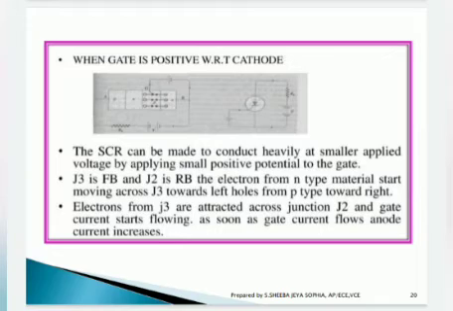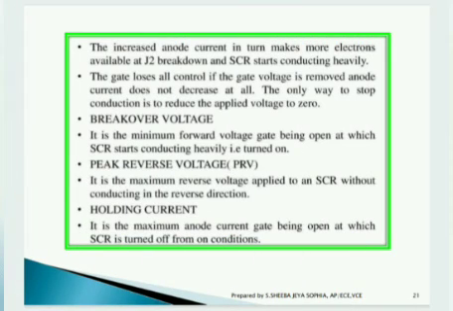The electrons from the N-type material start moving across J3 towards the left, and holes from the P-type move towards the right. Electrons from J3 are attracted across junction J2 and the gate current starts flowing. As soon as gate current flows, anode current increases. FB refers to forward bias and RB refers to reverse bias here. The increased anode current in turn makes more electrons available at junction J2 breakdown and the SCR starts conducting heavily.